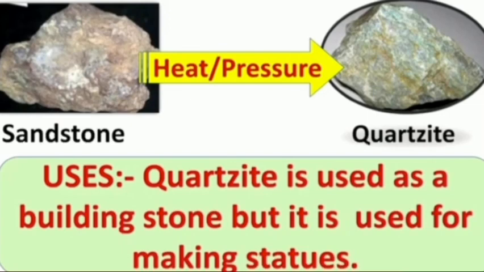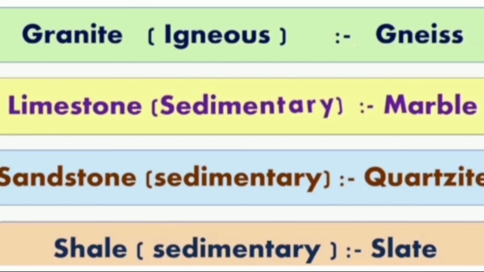Here are certain rocks which change to metamorphic rock. Granite, an igneous rock, changed to gneiss. Limestone, a sedimentary rock, changed to marble. Sandstone, a sedimentary rock, changed to quartzite. Shale, a sedimentary rock, changed to slate.